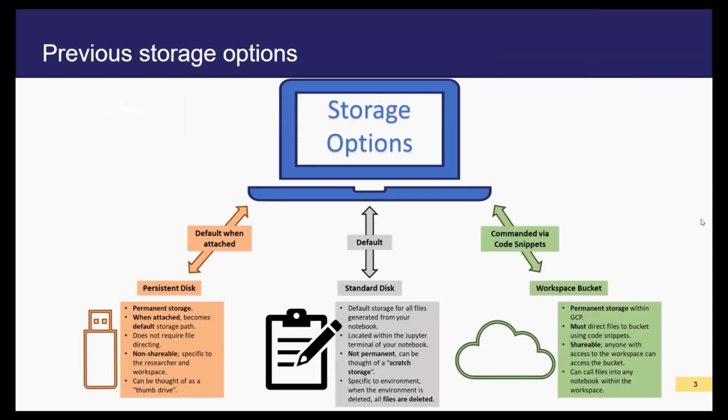So this is what the storage options used to look like. As you see, we had 3 different available options when you started a standard environment. You had your persistent disk, you had your standard disk, and you had your workspace bucket. For those who've been working in the Workbench for a little bit, probably know these different options. For those of you who are new, you may not know them, but that's okay because it's changed. So what has changed?